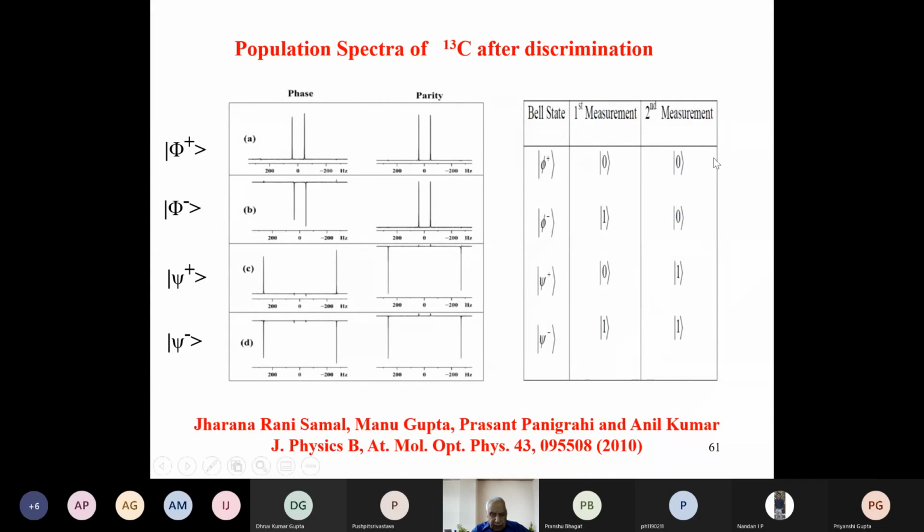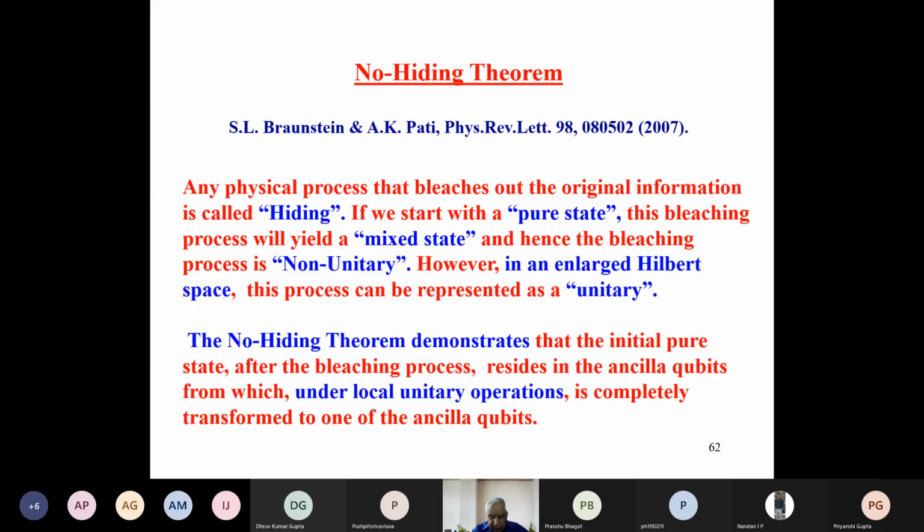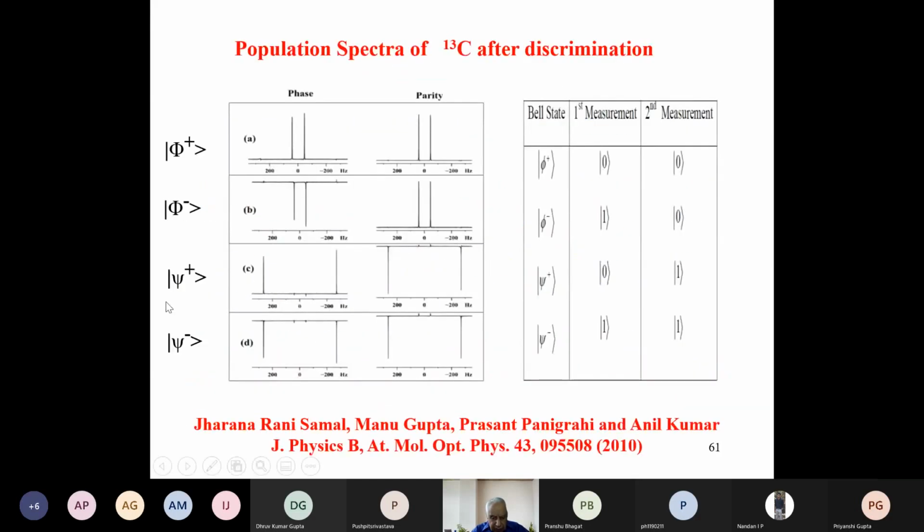The population spectra of C13 after discrimination show the first measurement and second measurement, so that we can see which Bell state it is, and it is non-destructive. This work was published way back in 2010.